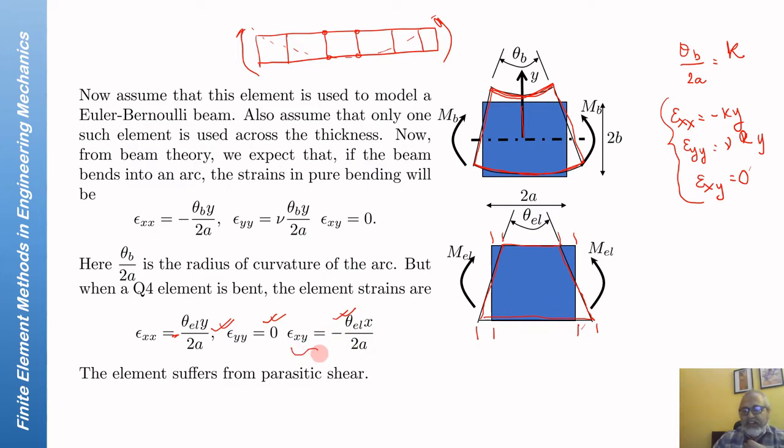So as you can see, that shear strain has to be zero, but you will actually encounter a shear strain which is proportional to theta EL by 2a. Okay. Now this is called parasitic shear because this should not have been there. So this is called parasitic shear.